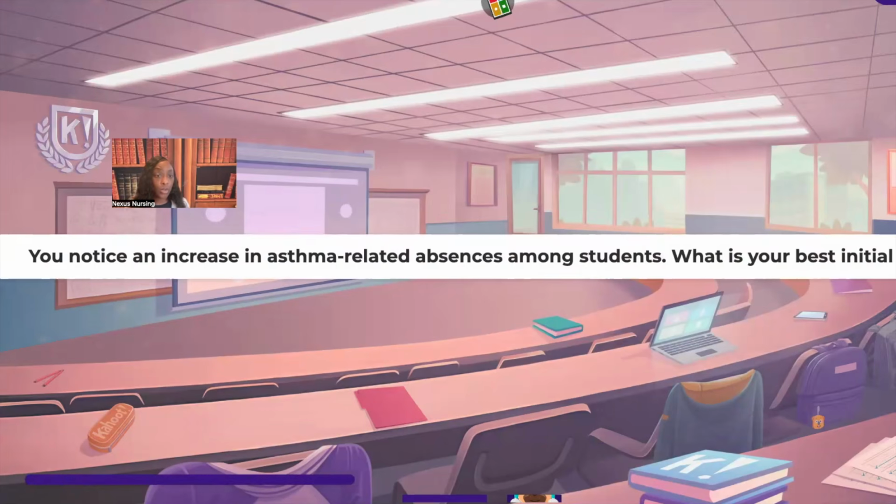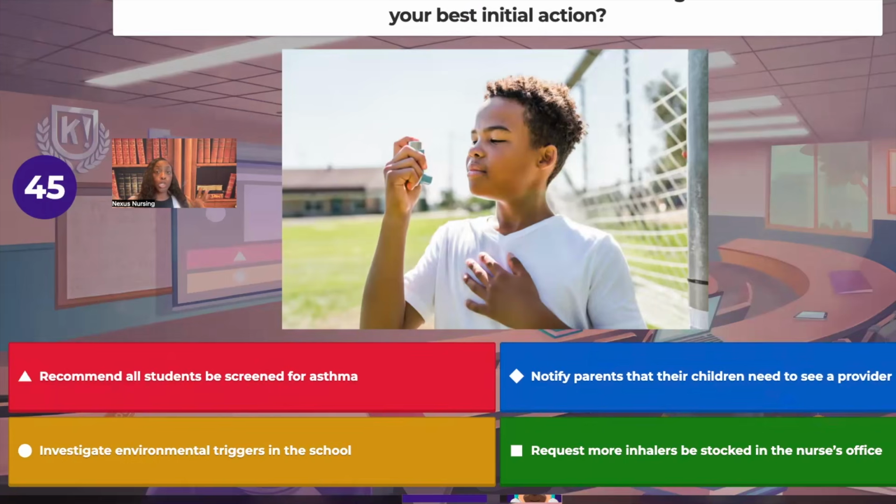Okay, you notice an increase in asthma related absences among students. So you're a school nurse. What's your best action? You notice an increase in asthma related absences among students. What would be your best initial action? Would it be to recommend all students be screened for asthma? Would it be to notify parents that their child needs to see a provider? Would it be to investigate environmental triggers in the school? Or would it be to request more inhalers to be stocked in the nurse's office? What do you guys think?